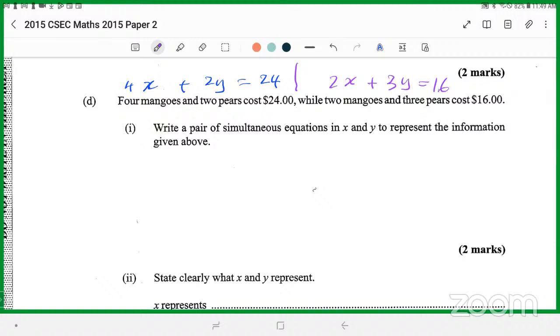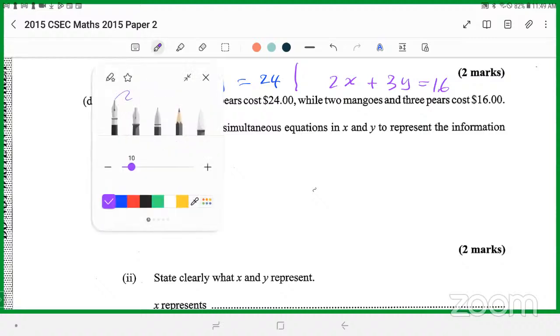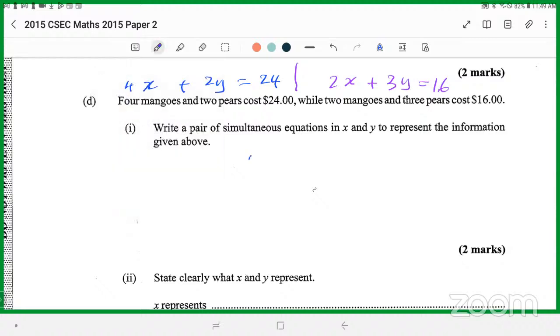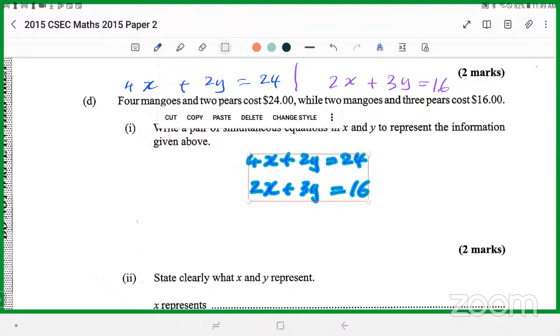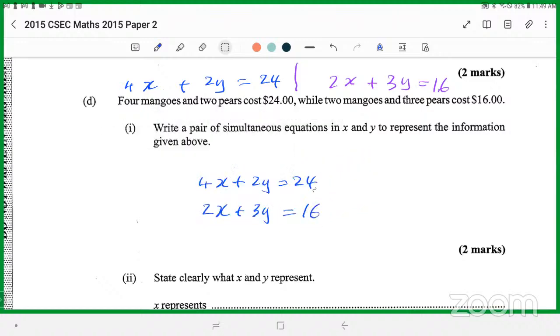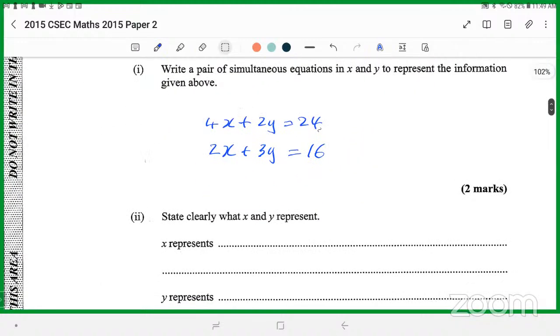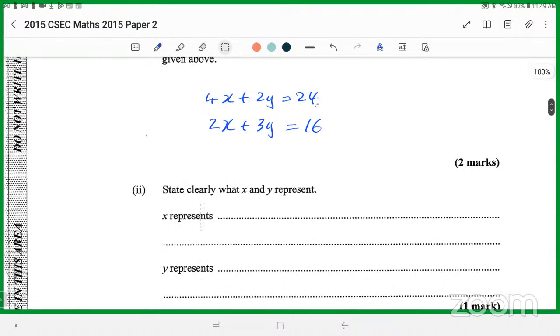So from word to equation. All right, that's as simple as that. Write it down. So it's 4X plus 2Y equals 24, and 2X plus 3Y equals 16. All right, so those are the 2 equations. The question says, state clearly what X and Y represent. So X represents the cost of 1 mango.